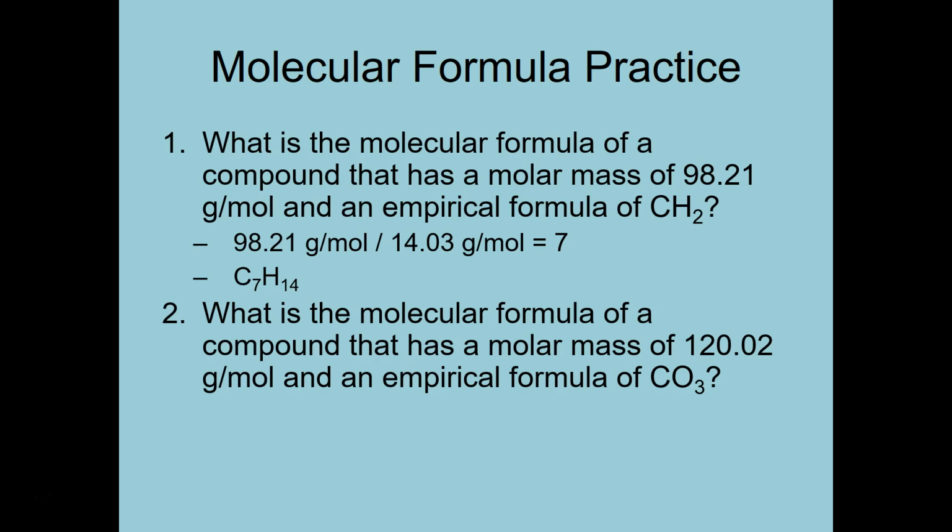Okay, so just like before, we calculate our molar mass of CO3 and got 60.01. We divide 120.02 by 60.01 to get our multiple of 2. And then we multiply our formula, C2O6. Pretty straightforward.